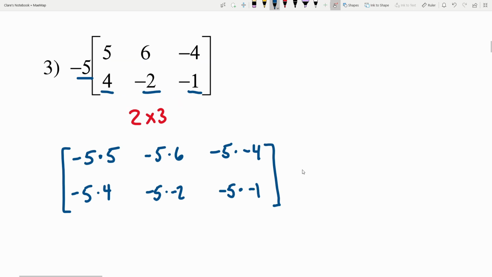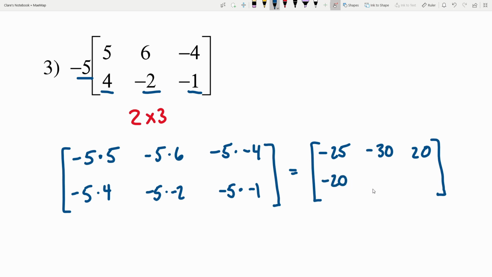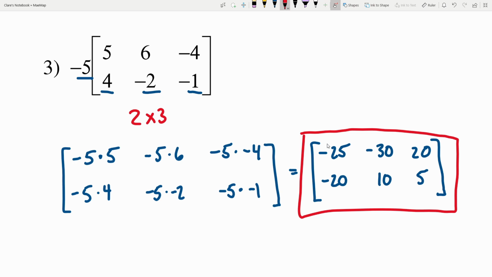So now let's write this matrix out doing the math. Negative 5 times 5 is negative 25. Negative 5 times 6 is negative 30. Negative 5 times negative 4 is a positive 20. Then I have negative 5 times 4, which is negative 20. Negative 5 times negative 2 is a positive 10. And then negative 5 times negative 1 is a positive 5. So, reading by row, negative 25, negative 30, 20. Then negative 20, 10, 5. That's our matrix in number 3.